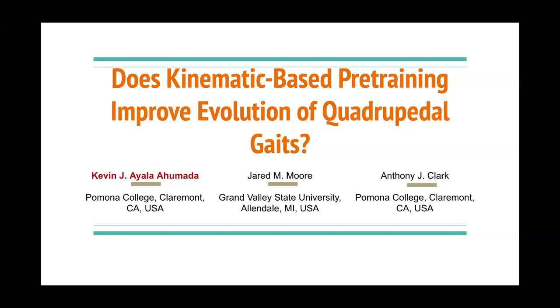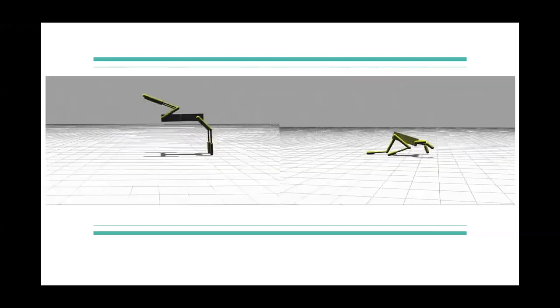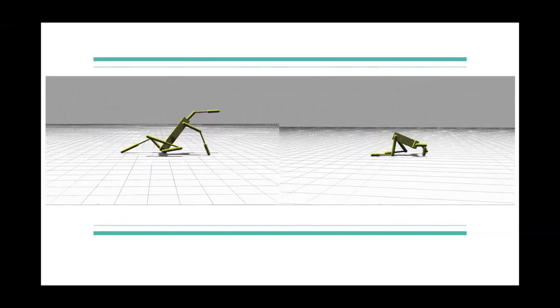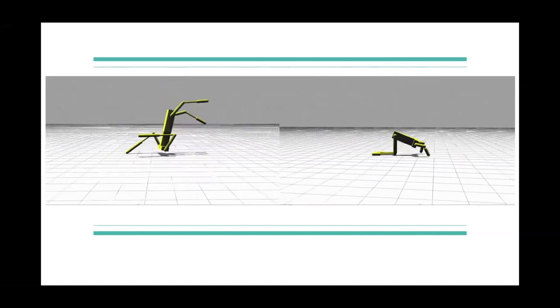I've been working with Jared Moore and Anthony Clark on a pipeline to design better simulated robots. This talk is focusing on the work that we've done to improve the neural network component of that by pre-training with kinematic-based gaits. So I'll give you a bit of context about what that means.